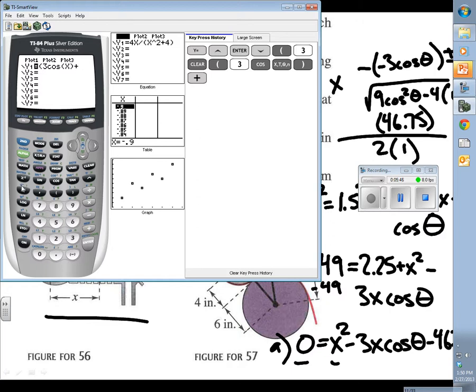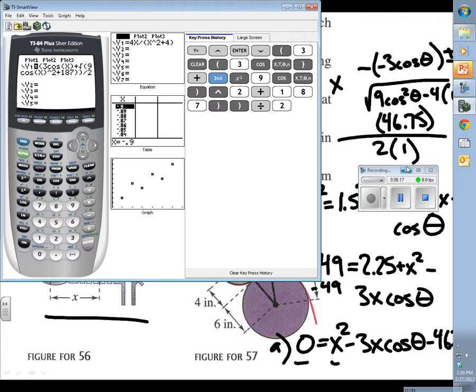The square root of 9 cosine theta squared plus, and if we go back in here and clean up this 4 times 46.75, it ends up being 187. So that's a little easier to put in here. So we've got that. And then let me close our other parentheses, and we divide the whole thing by 2. 2 times 1 right here. All right, so go ahead and graph it, see what we get.